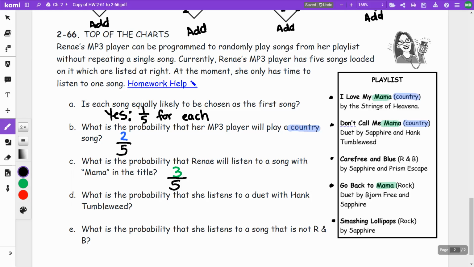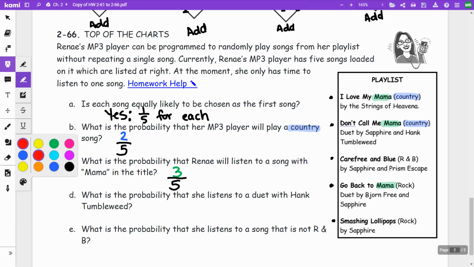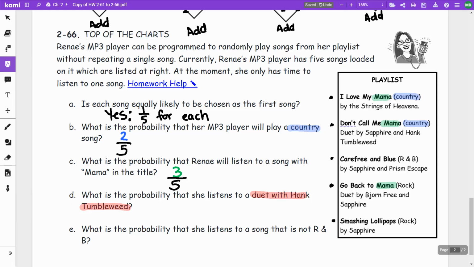What is the probability she listens to a duet with Hank Tumbleweed? Okay, so a duet with Hank Tumbleweed. So here's a duet. That's 1. Okay, and it looks like that's the only one that's got Hank Tumbleweed. So that is going to be 1 out of 5.